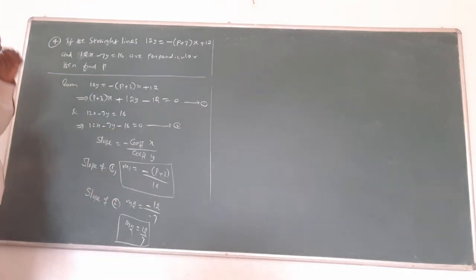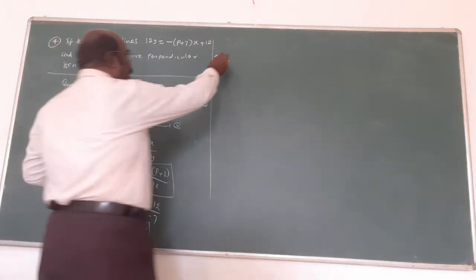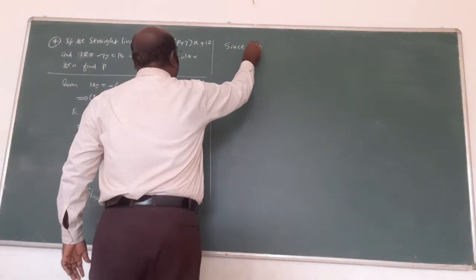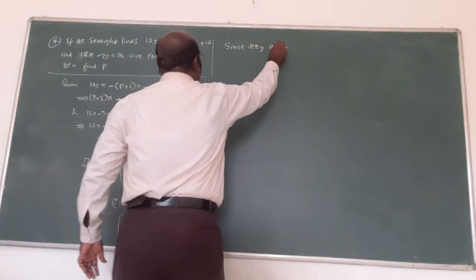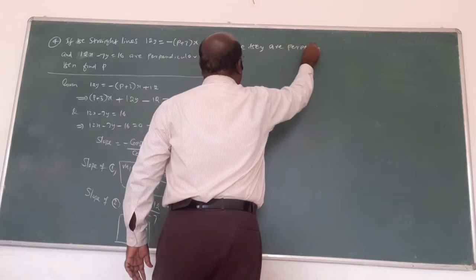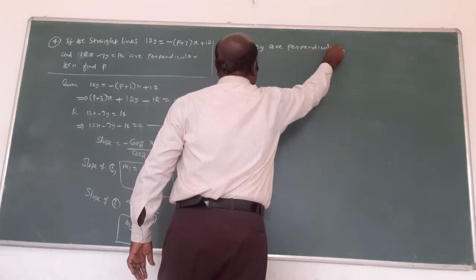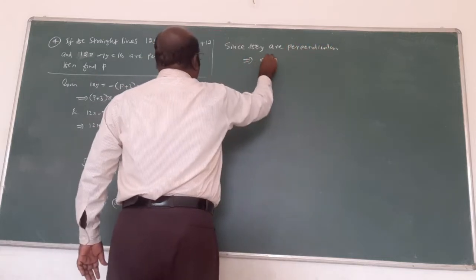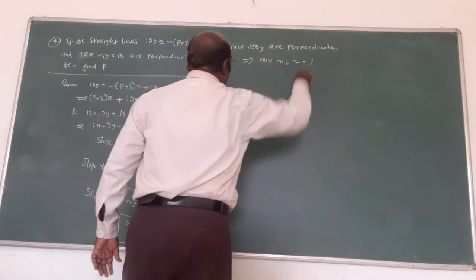Am I right? You want to find out. Now, what is given? They are perpendicular is given. Perpendicular is given means what is the formula? m1 into m2 is minus 1 is the formula.